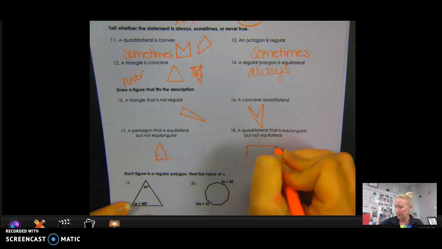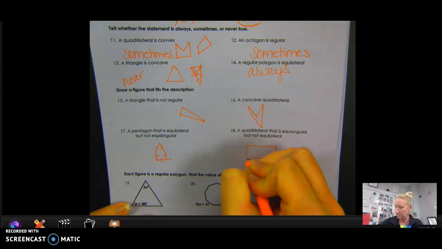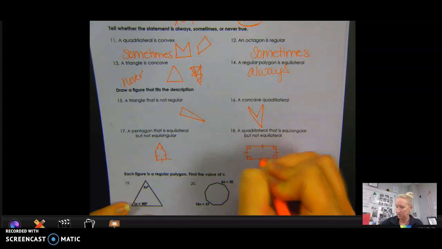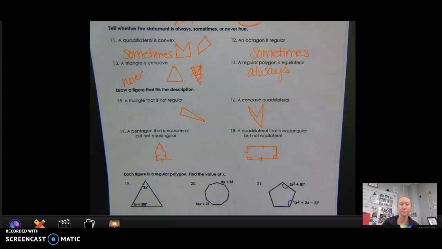So maybe a rectangle, right? A rectangle has all 90-degree angles, but the side lengths are not equal. These are equal and these are equal, but they're not all four equal together.